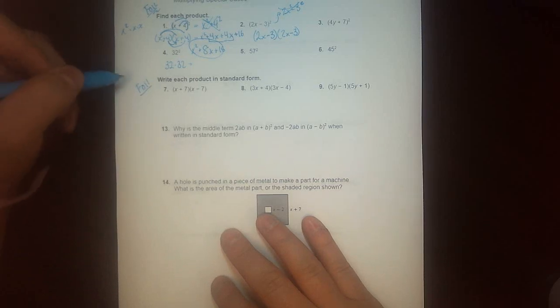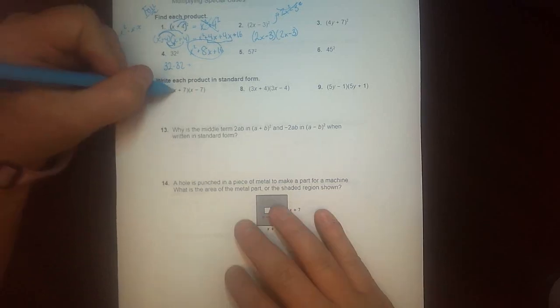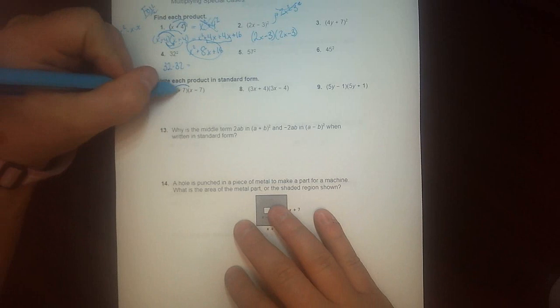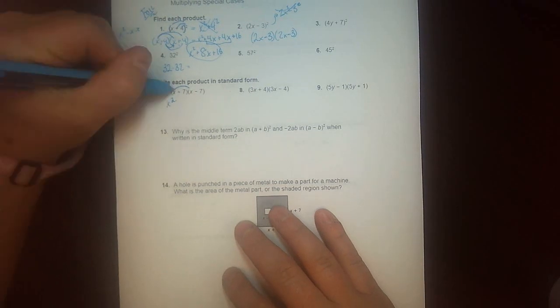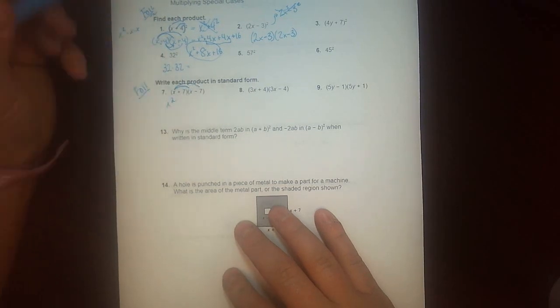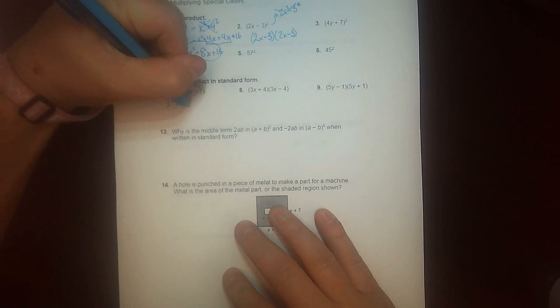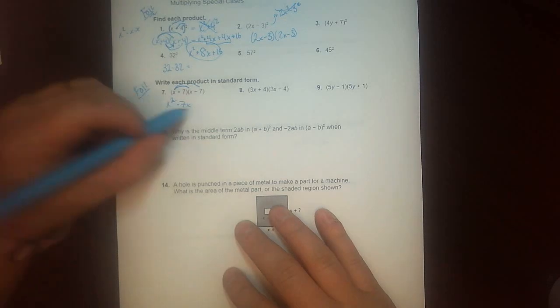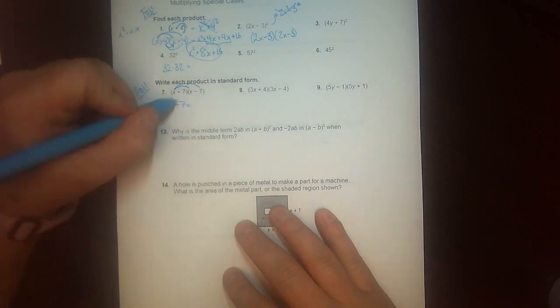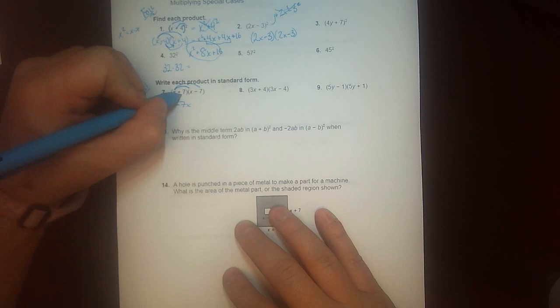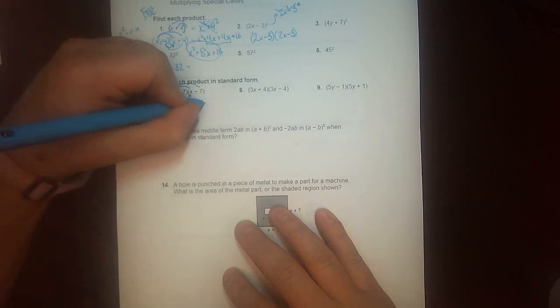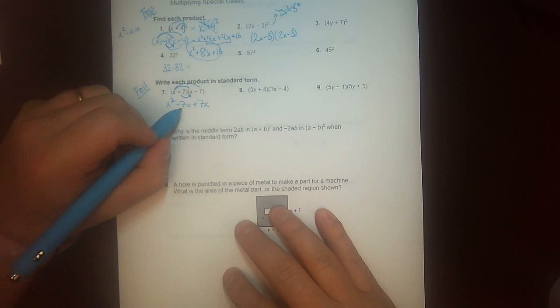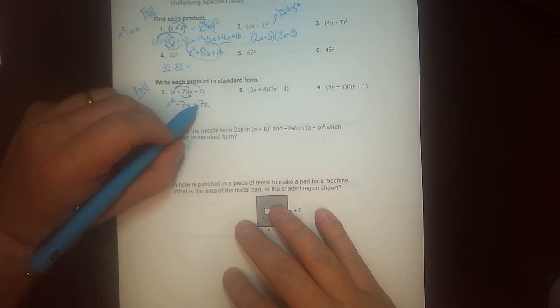Alright, let's work through this one together using the FOIL method, and you're going to notice something very interesting happen. Alright, so let's FOIL. So we'll distribute the x first. So x times x is going to be what? We get x squared. Then x times negative 7. Alright, that is minus 7x. Okay, because it's negative. Now we have positive 7 times x. Alright, so 7 times x is going to be positive 7x, so plus 7x. You're probably noticing something here, negative 7x plus 7x. We'll talk about it in a second.